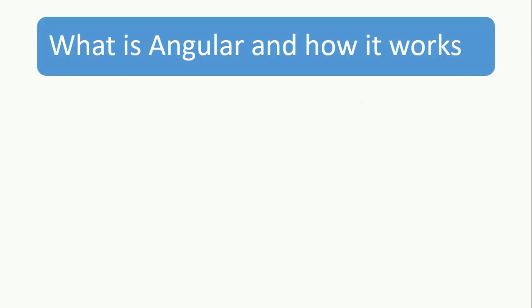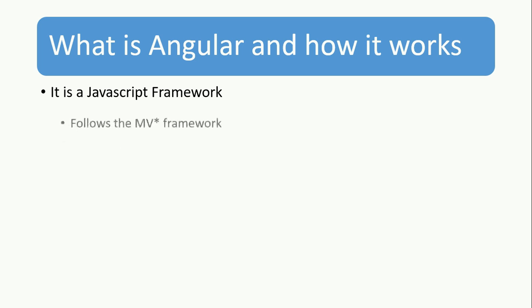So what exactly is Angular and how does it work? Angular is a JavaScript framework, for those of you who are new, and it is one of the very much upcoming frameworks. Right now in the market we have Angular 1, 1.5 and Angular 2, and recently Angular 4 has also come up. It is more of a client side framework.